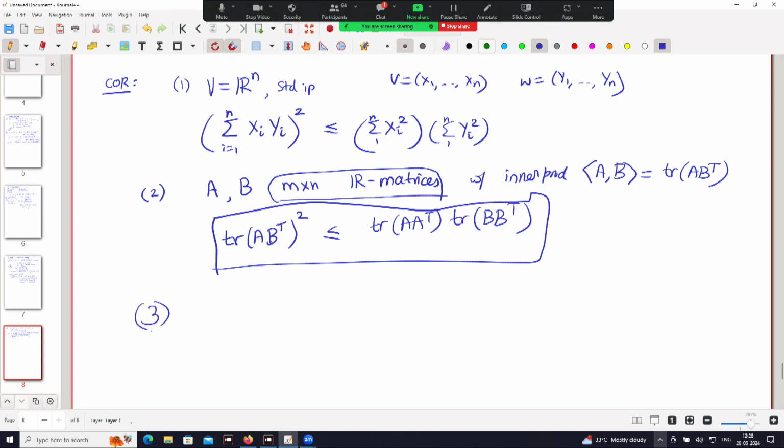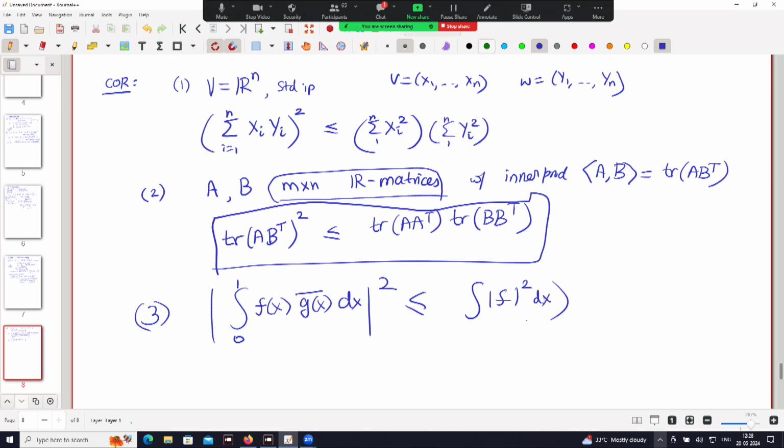Likewise, it says that if I have functions f and g, then if I integrate the product, so this is for real valued continuous functions, maybe I will take complex. If I have complex valued continuous functions, then it says that this is less than or equal to, so it is now a statement about functions and integrals.